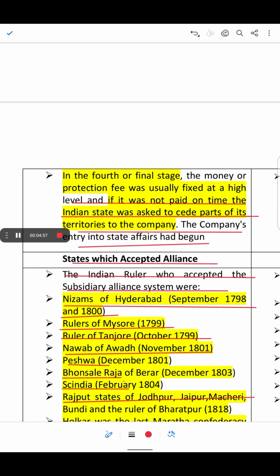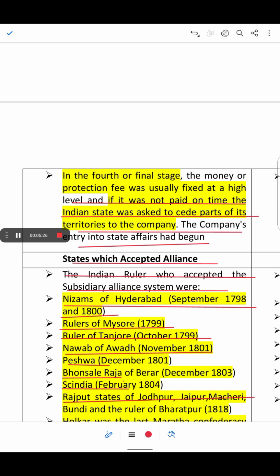So we have understood what a subsidiary alliance is. It was a policy used by the British East India Company to control the Indian states. The Indian ruler had to accept British troops in their state, and they were paying for them. And if they failed to pay, the Indian ruler had to give part of their land to the British. So this was all about subsidiary alliance.